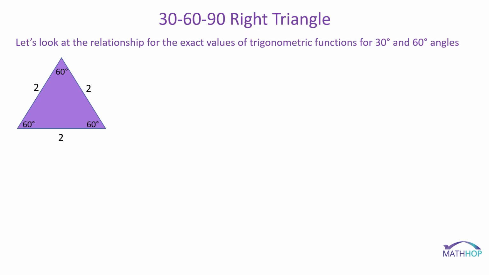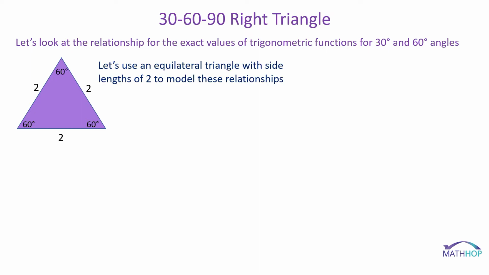All right, 30, 60, 90, let's get to it. We have a 30, 60, 90 right triangle rule, and right now you're staring at an equilateral triangle. Well, we're going to get there, I promise. So what you need to do is remember for an equilateral triangle, all of the angles are 60 degrees. So I've picked an equilateral triangle with side lengths of 2 because it's the easiest to work with.